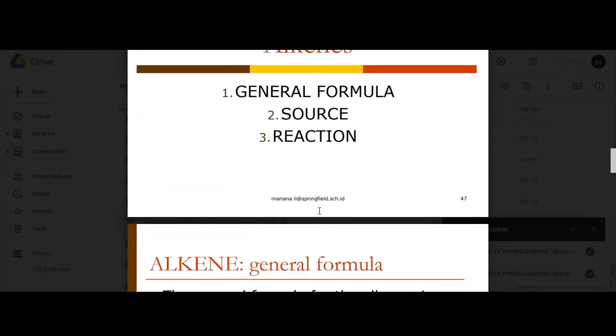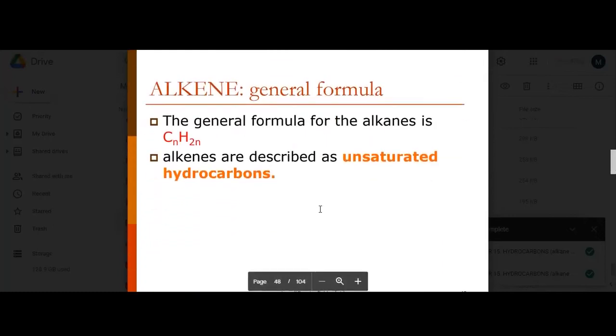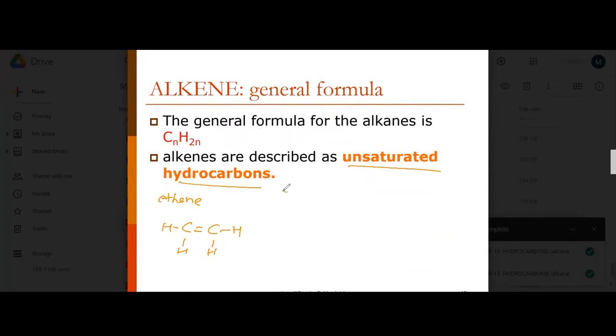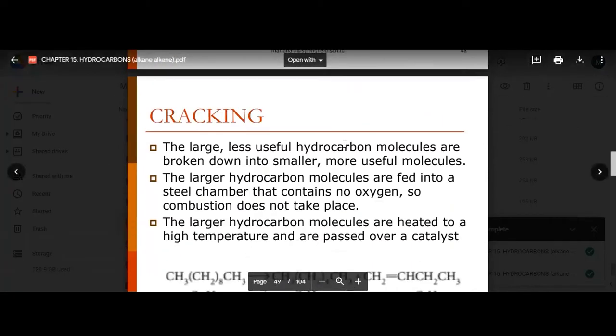Let's start with the general formula of alkenes. The general formula is CnH2n. So the smallest alkene is ethene, since it needs to make a double bond between C and C. Ethene is C2H4. Since the double bond is present, it is called an unsaturated hydrocarbon. This is about the general formula.